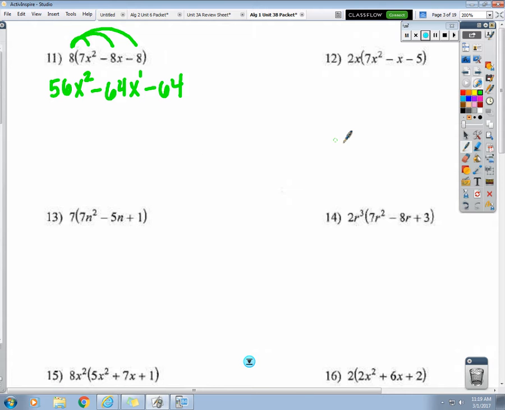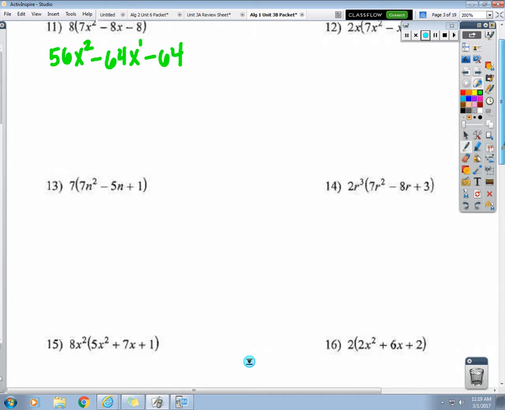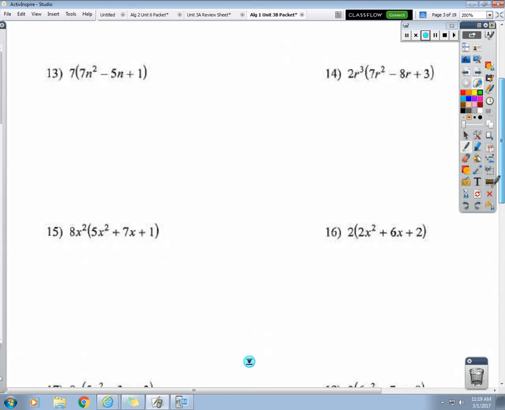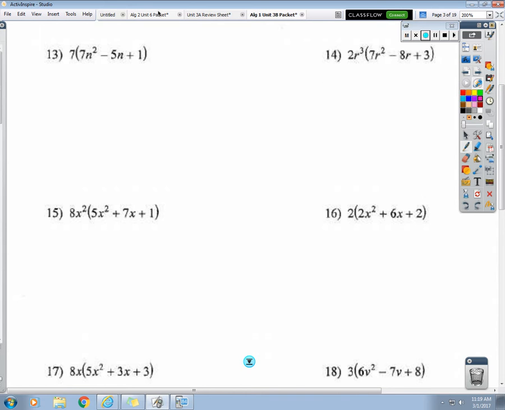Okay, number 13. You're going to be lost, and there's a quiz coming Friday. 7 times 7n squared is 49n squared. Remember, you're multiplying. 7 times 7 is 49, and then there's only an n squared, so you just bring it down.